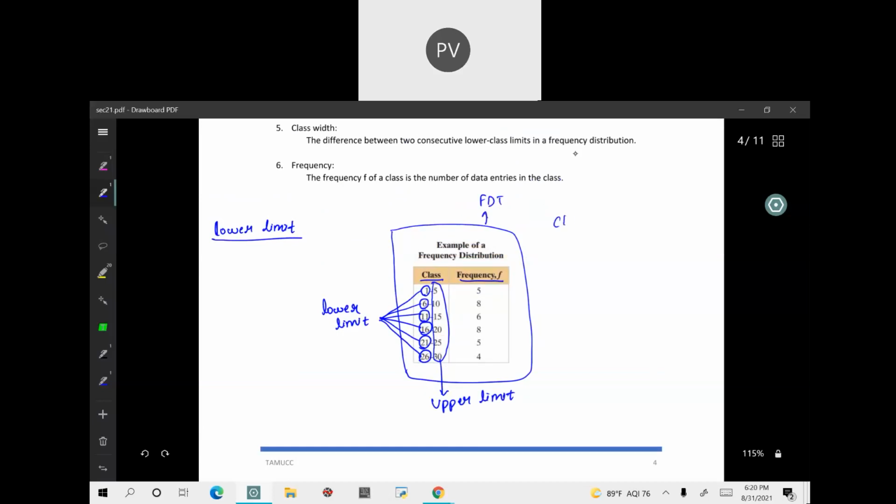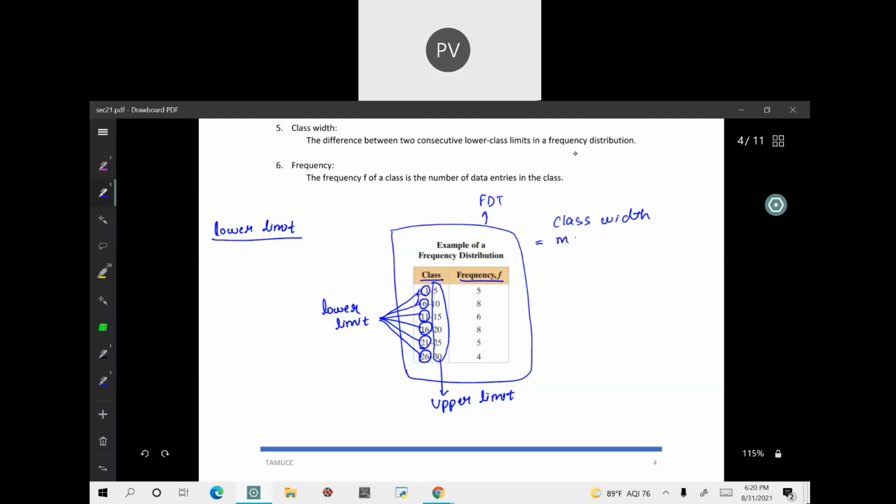What is class width? Class width is nothing but the distance between the lower limits of consecutive classes. The distance between 1 and 6 here, this distance we call the class width. Now, we also have a formula for that.